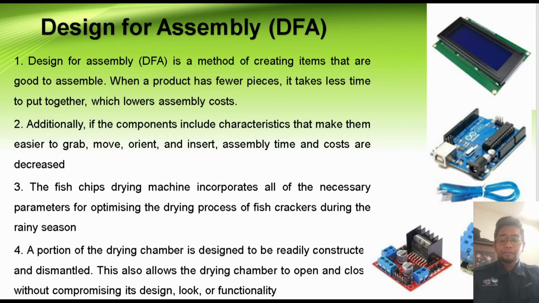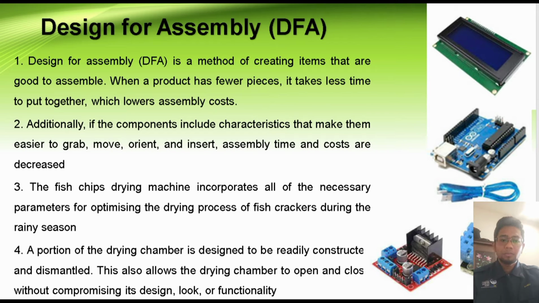Next is design for assembly, which we call DFA. It's a method of creating items that are good to assemble. When a product has fewer pieces, it takes less time to put together, which lowers assembly costs. Additionally, if the components include characteristics that make them easier to grab, move, orient, and insert, assembly time and cost are decreased. The decrease in the number of pieces in the assembly has the additional benefit of lowering the overall cost of the part. This is generally where the assembly design's main cost savings manifest themselves.